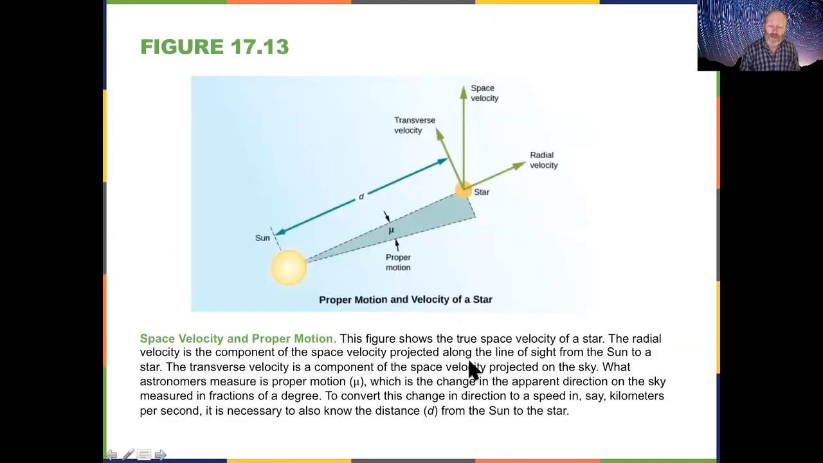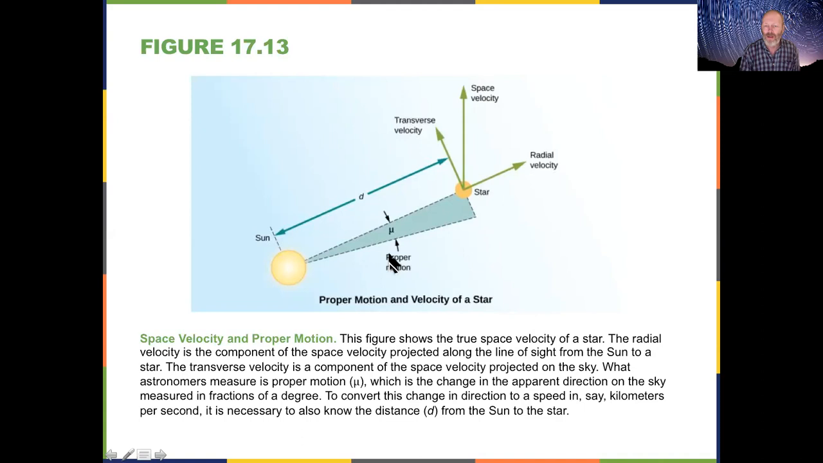So as we measure things, we measure the proper motion. One of the things we need to do is figure out where it's going in terms of, is it coming towards us, going away from us? Is it going up or down? Where exactly are these things happening?